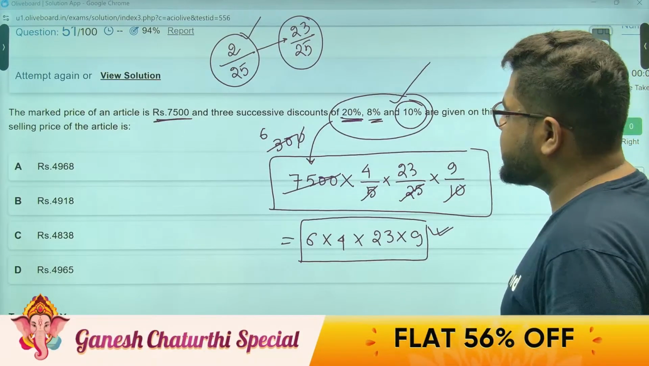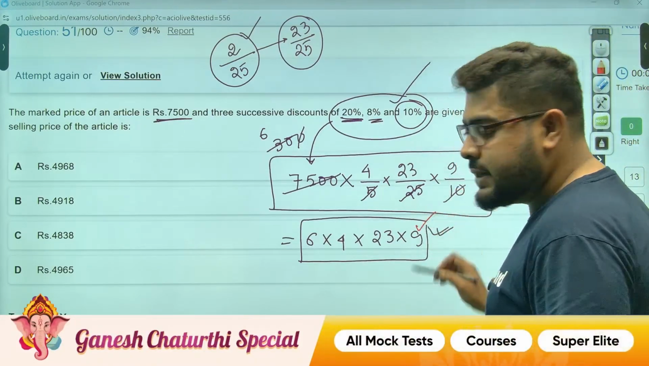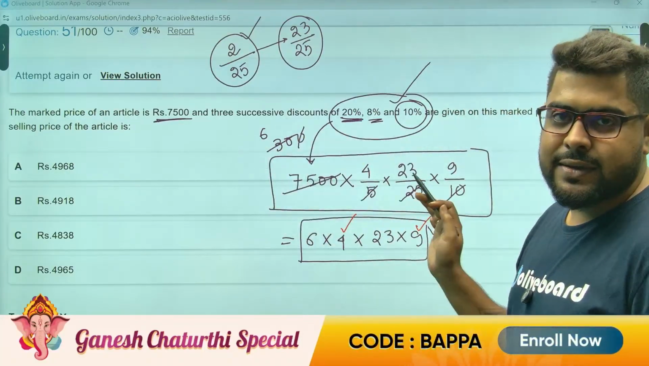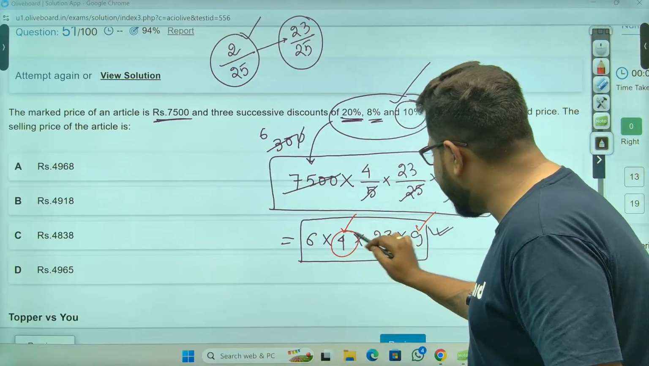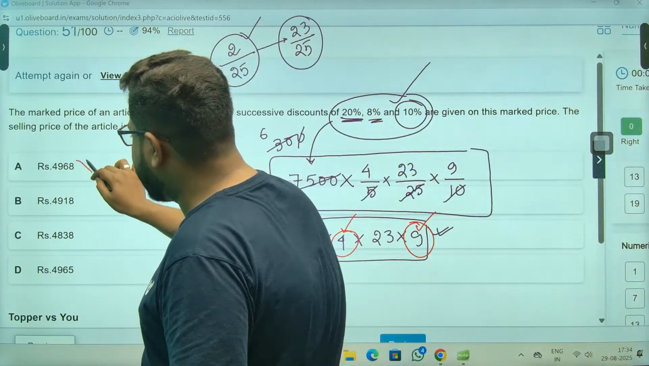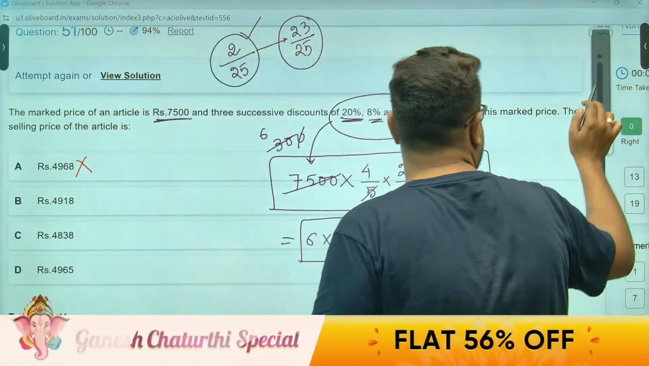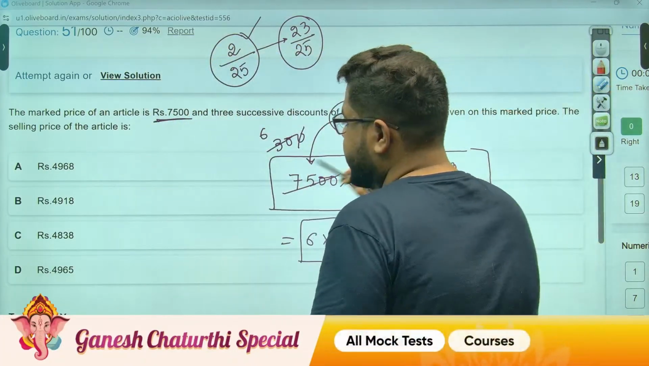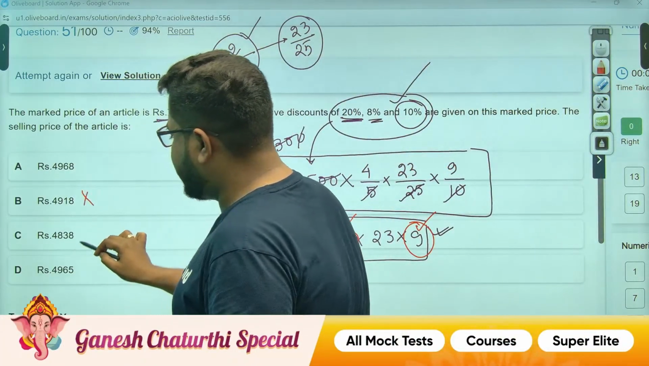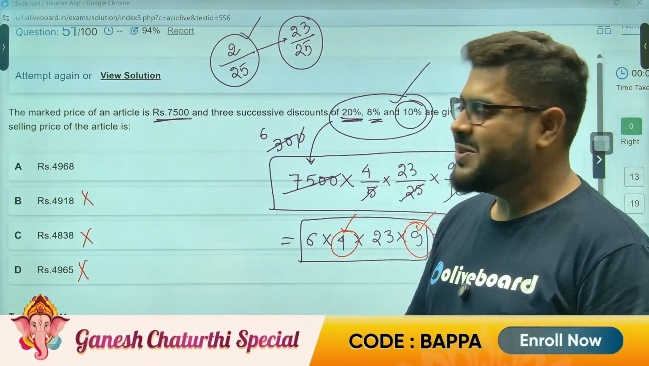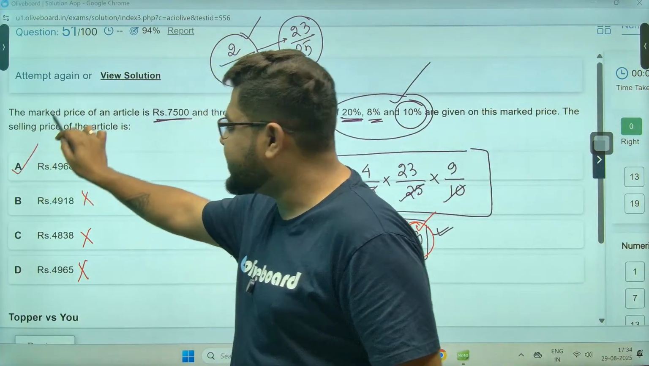Look at the options. It has to be a multiple of 9. It has to be a multiple of 4, 23 and 6. But again, these two will give me my answer. 4 multiples, sir. 68 is a multiple of 4. But 18 cannot be a multiple of 4. 38, 65 cannot be multiples of 4. So only possible answer is this.